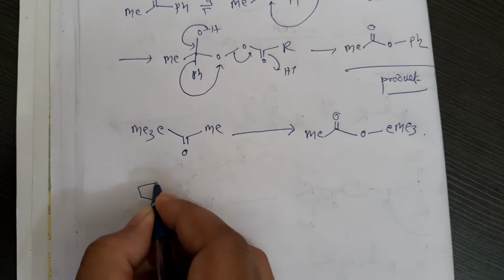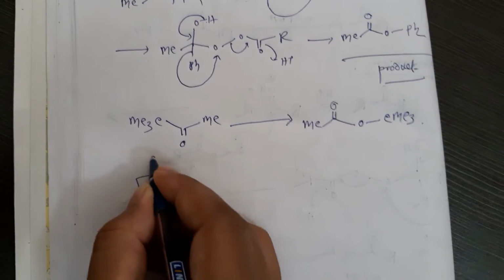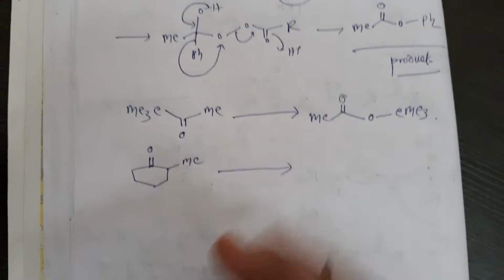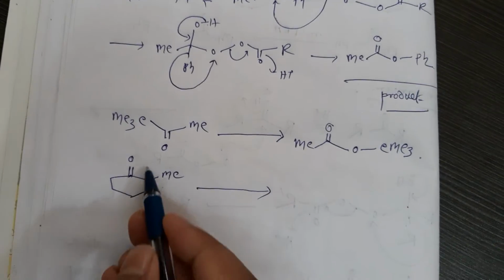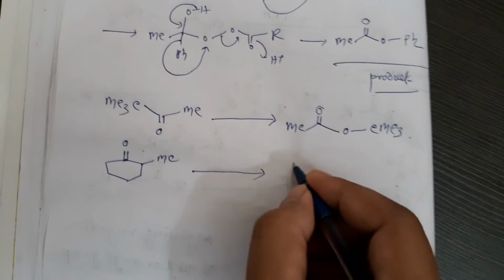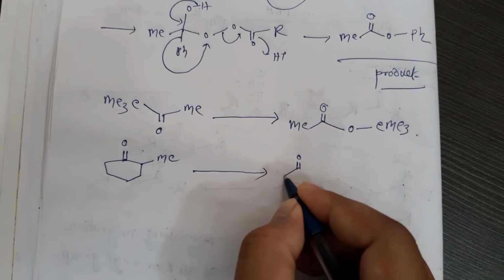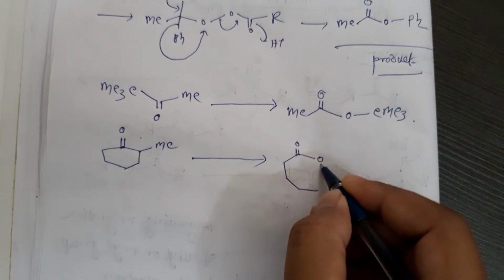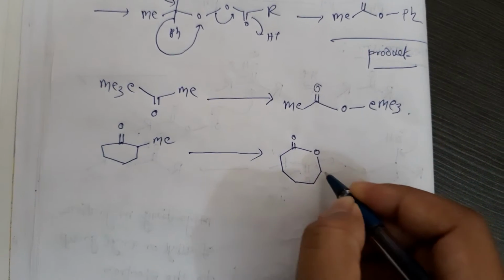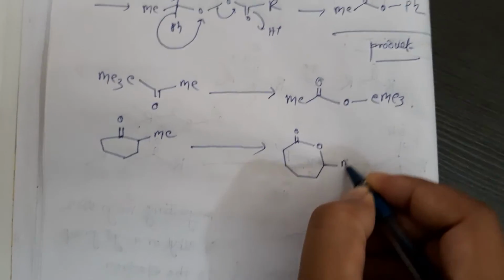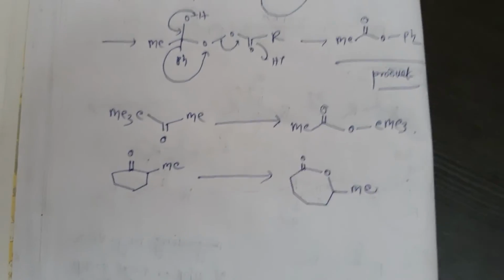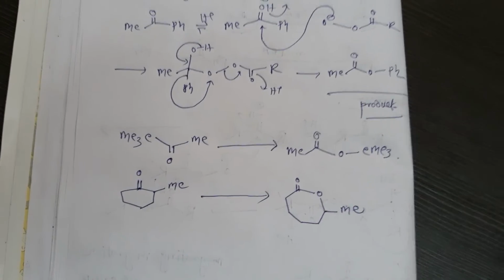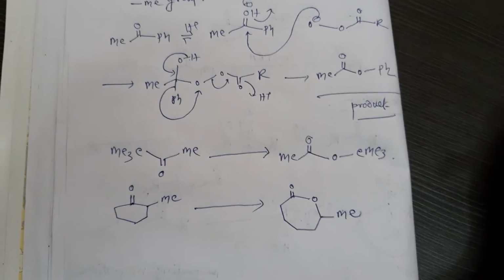If we consider this one, tell me at what side oxidation occurs? Obviously this side. So C=O, here Me. This is the product. So oxidation occurs at the more electron donating group side.